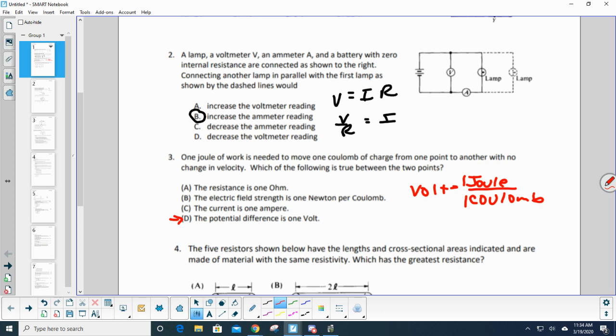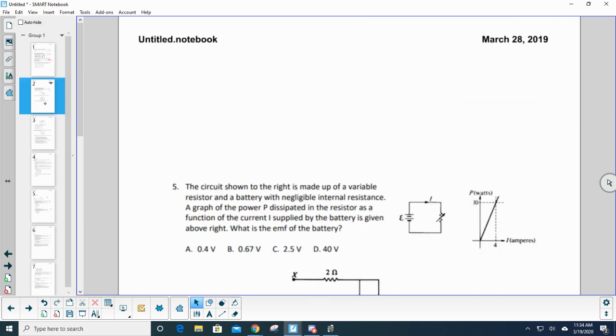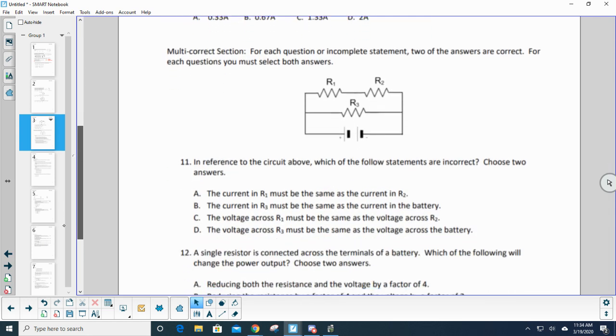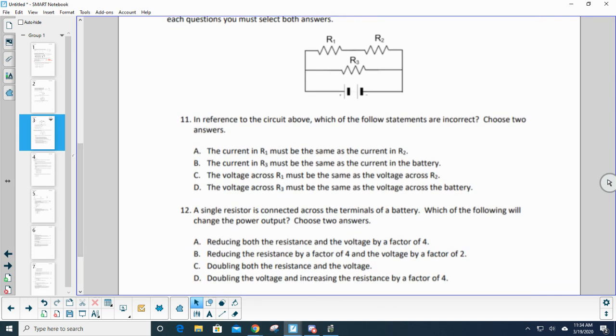I also have a question on 11. On which one? 11. The multi-choice. Yeah, I got the exact opposite answers. Okay, so we've got a multi-choice here. Which of the following statements is incorrect? We have to choose 2.